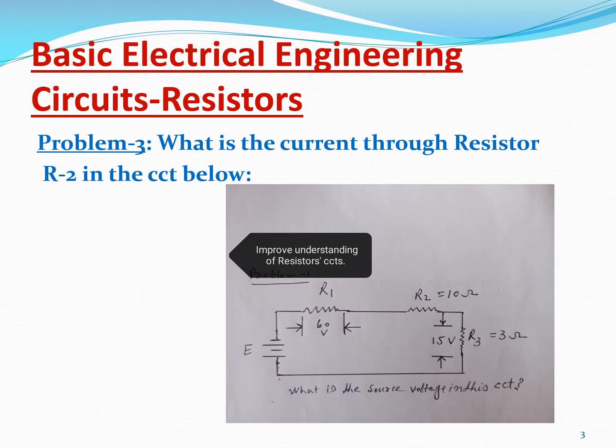Next we come to problem 3, and it says that what is the current through resistor R2 in the circuit below. Now as we have already said, the current which is flowing through R3 is 5 amperes, 15 divided by 3, and since it is a series circuit, the same current is passing through R2 also, and that is 5 amperes.